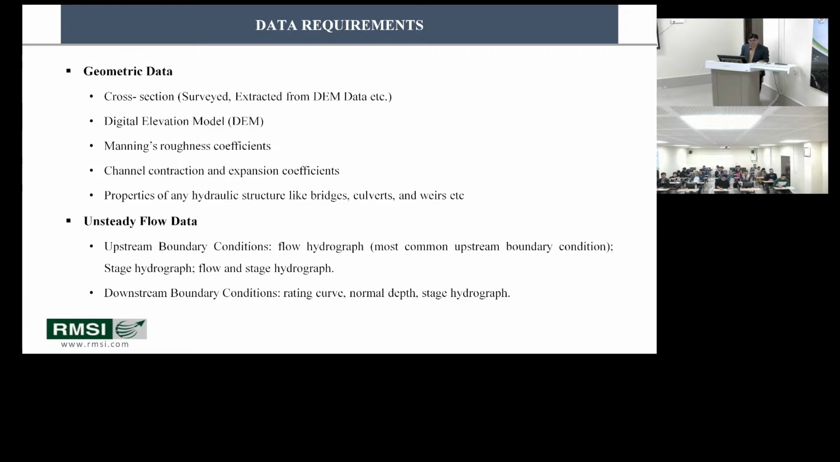The data requirement: geometric data is nothing but the cross-section data, surveyed cross-sections at your river, at different locations.